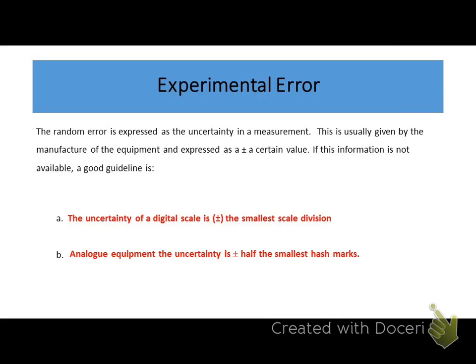If you have a digital scale, you're going to record the random error as a plus or minus value of the smallest scale division. I'll show you how to do that in a minute. If you have an analog piece of equipment, then you're going to determine the random error by taking a plus or minus value of one half the smallest hash mark. And I'll show you how to do that as well. So write down these two criteria for determining random error.